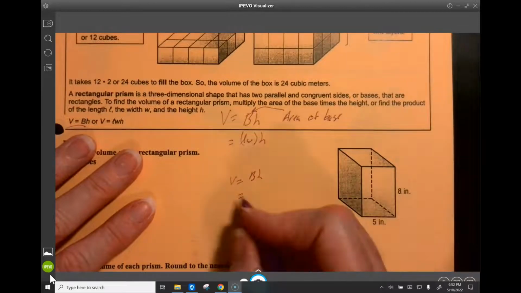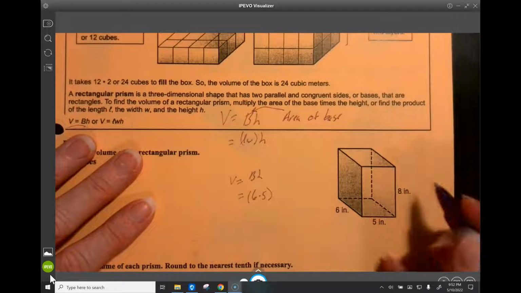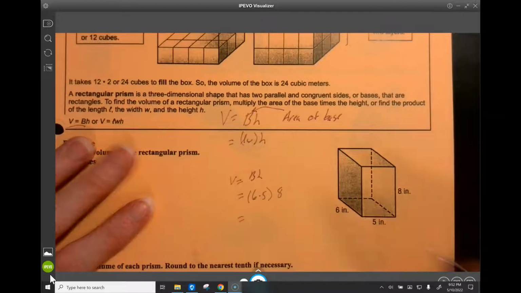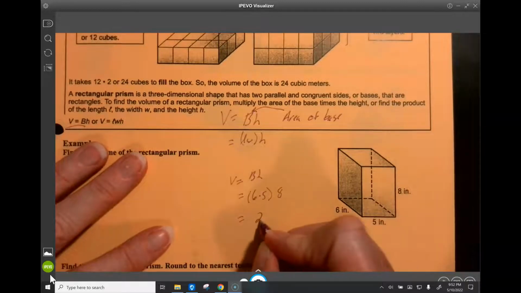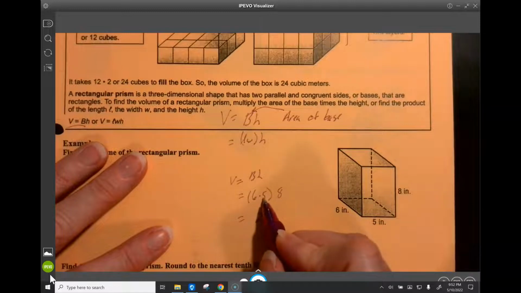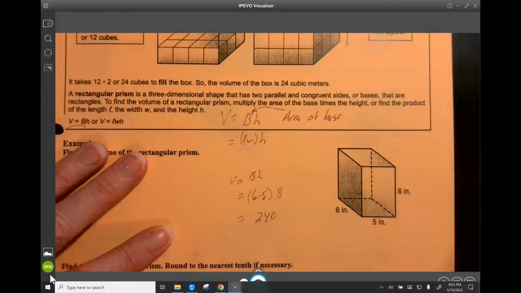So the area of the base is 6 times 5, and my height is 8. So we're just going to multiply that, get 240, right? Because 6 times 5 is 30, 30 times 8 is 24, and stick a 0 on.